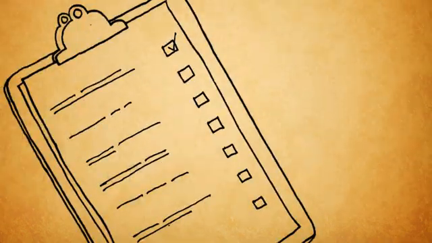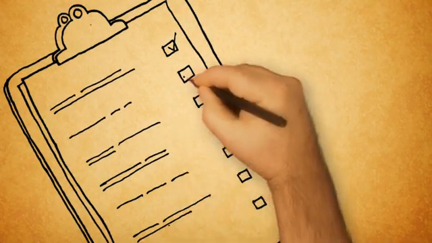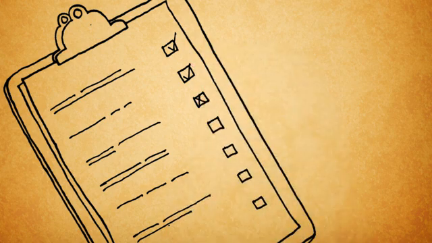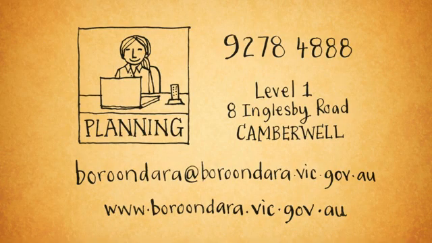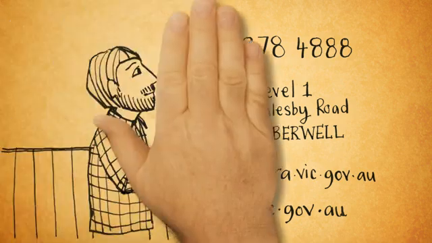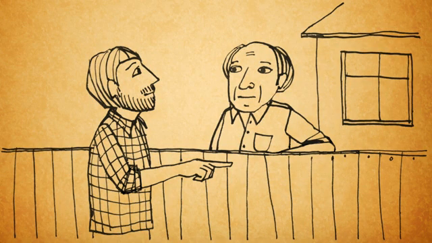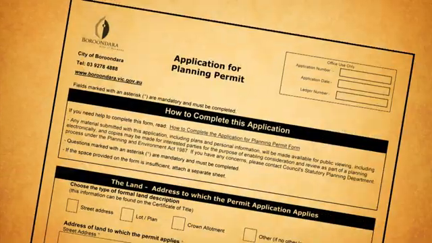Council provides a free service to discuss your plans to see if you need a planning permit and provide feedback on your proposal. Contact Council to schedule a pre-application meeting. It's also a good idea to talk to your neighbours about your plans before finalising your proposal. When you are ready, lodge your application.